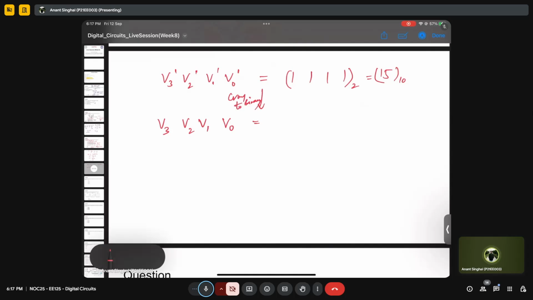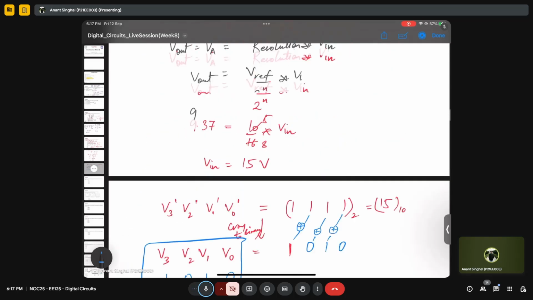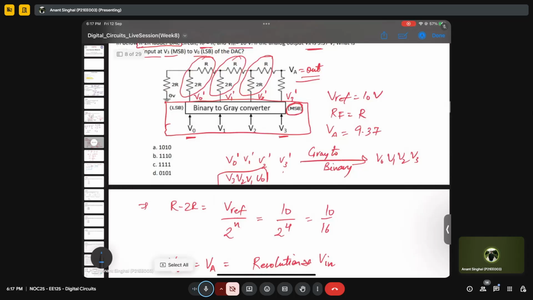So how do we do that? We keep the first bit same, that is 1, and then we do the XOR of the next bit. So XOR of this and this will be 0. Then we do the XOR of this and this, that will be 1. Then we do the XOR of this and this, that will be 0. So the final V3, V2, V1, V0 will be 1 0 1 0. Which is option A.